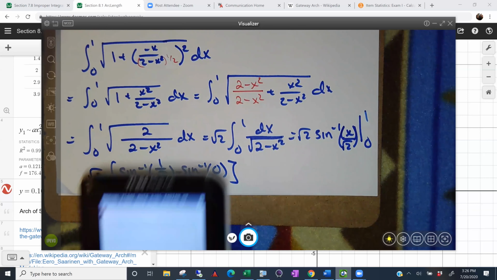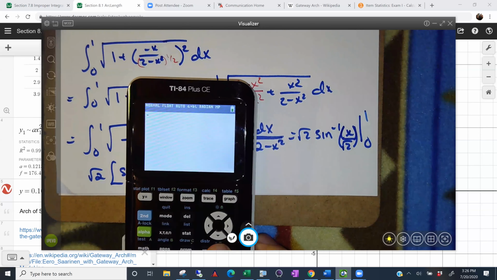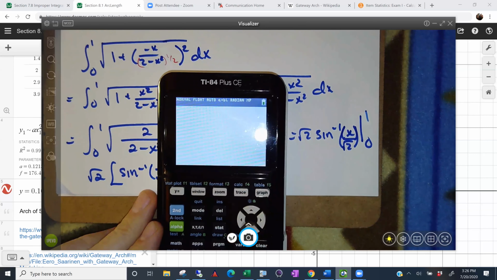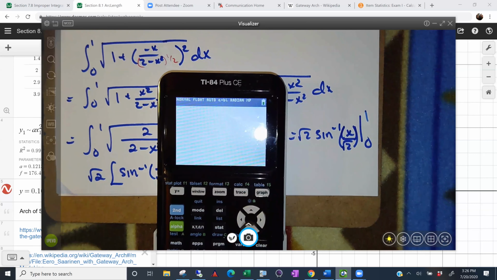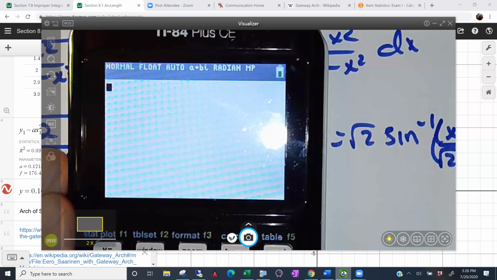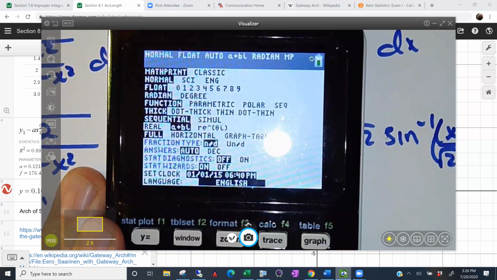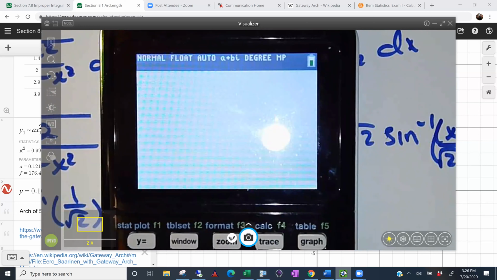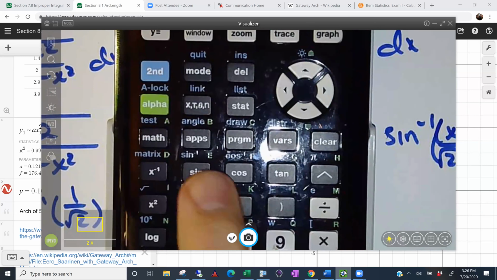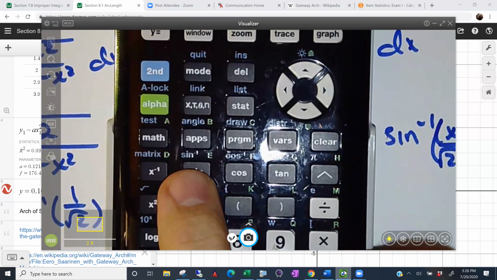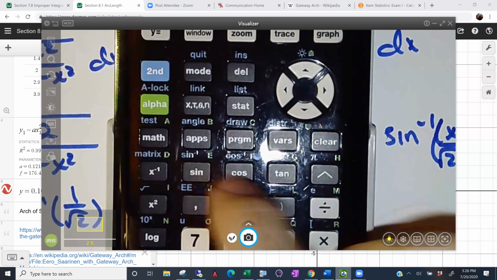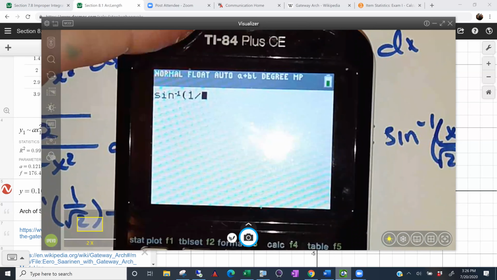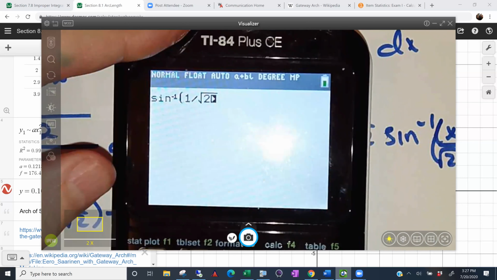So here's what you could do. If you're in a pinch, you don't have a copy of the unit circle around or something like that, what I would suggest is that you put your calculator in degree mode first. So mode, come down, put it in degrees. And now I want the inverse sine. So that's right up here. To get to the inverse sine, you hit the second button and then the sine. 1 divided by the square root of 2.